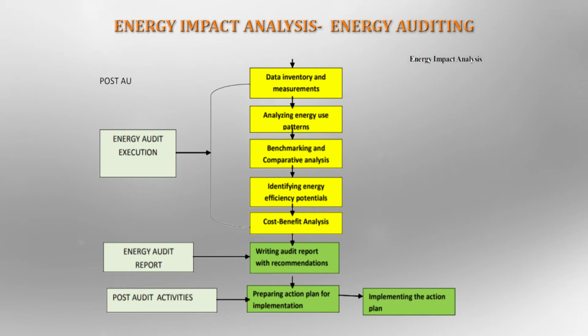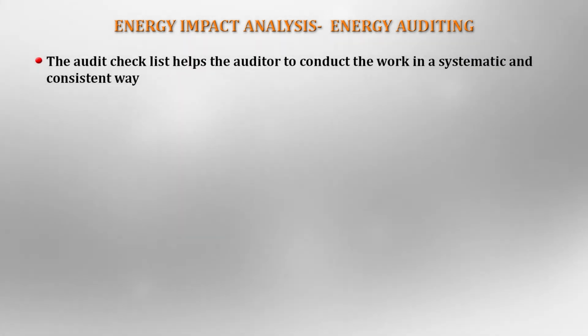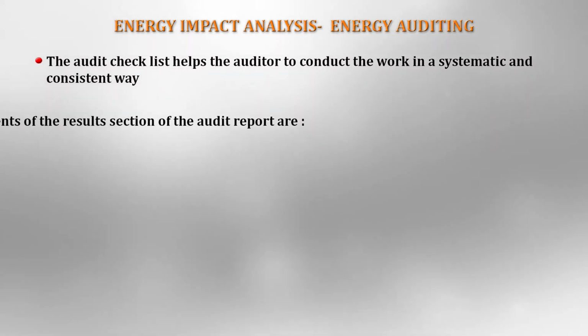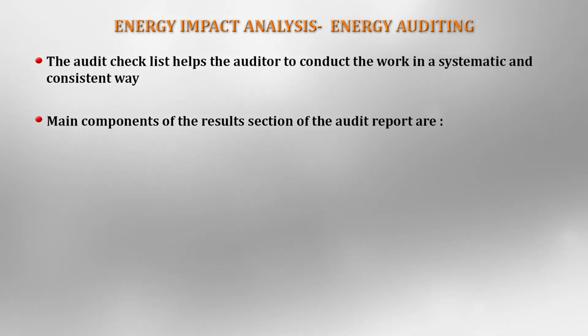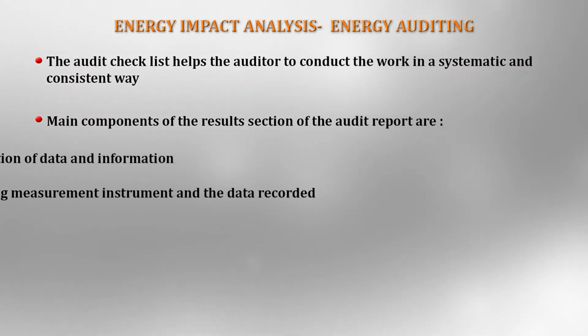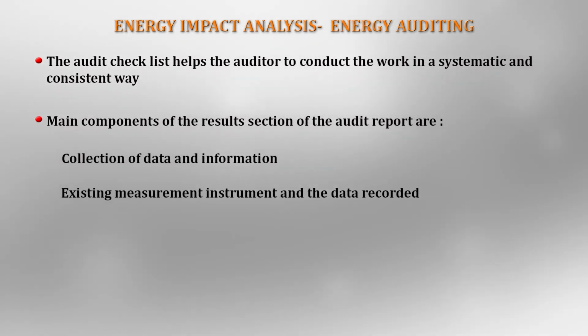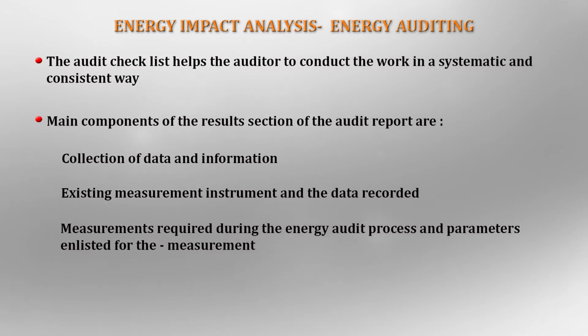implementing the action plan. The audit checklist helps the auditor to conduct the work in a systematic and consistent way. The main components of the results section of the audit reports are collection of data and information, existing measurement instruments and data recorded, measurements required during the energy audit process, and parameters listed for the measurement.